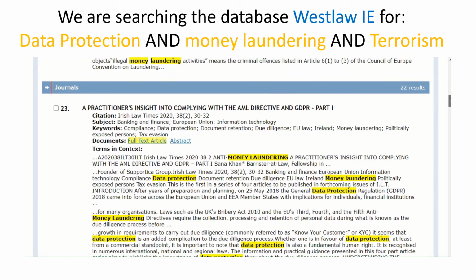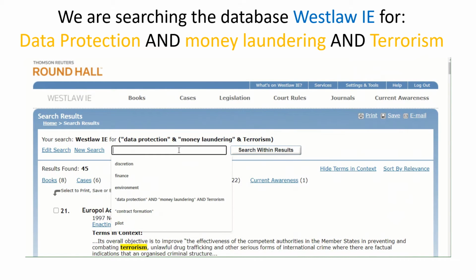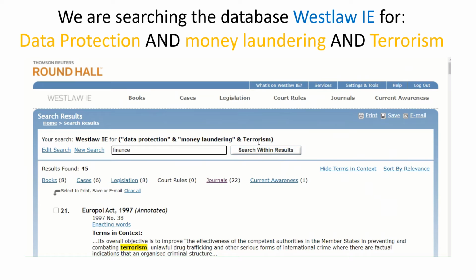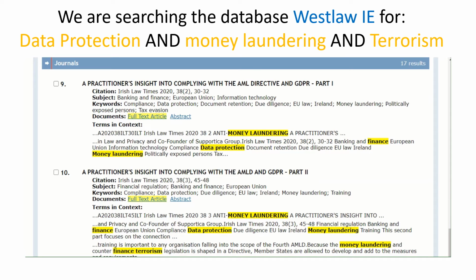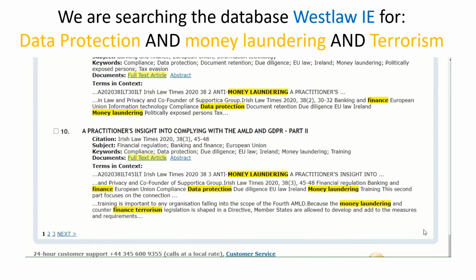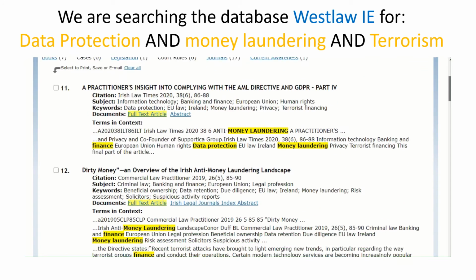But you may want to narrow down your search a little bit further. So to do that, you can actually type in another keyword and click on search within results. So now I've got 17 journal articles instead. So if I scroll down through those and have a look, there might be one that takes my interest.